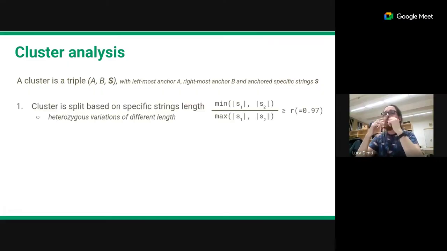So we need to analyze this cluster. First, we split the cluster based on the specific string length. This will take into account heterozygous variation of different length on the two haplotypes. Every time this ratio is greater than R, which is a parameter, we say the specific strings should come from the same haplotype because their length is quite similar. Otherwise, we split the cluster.